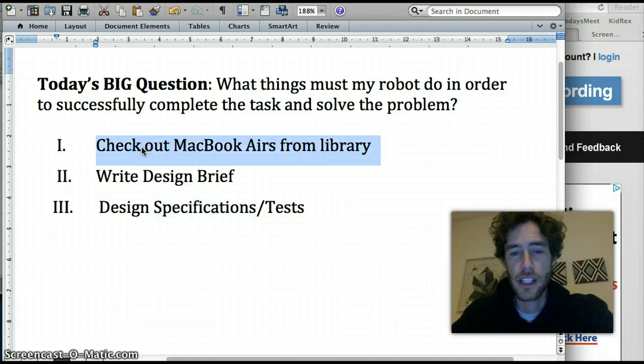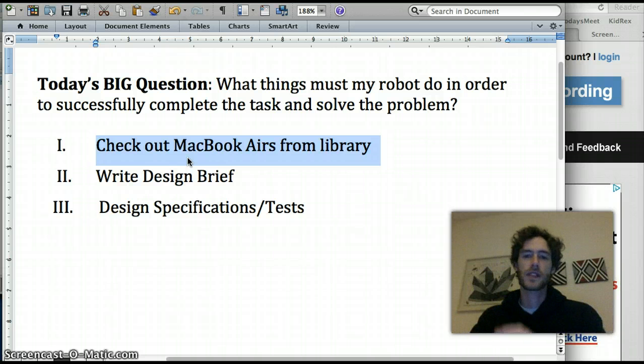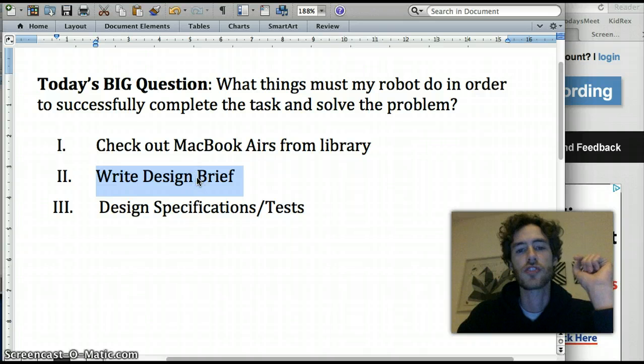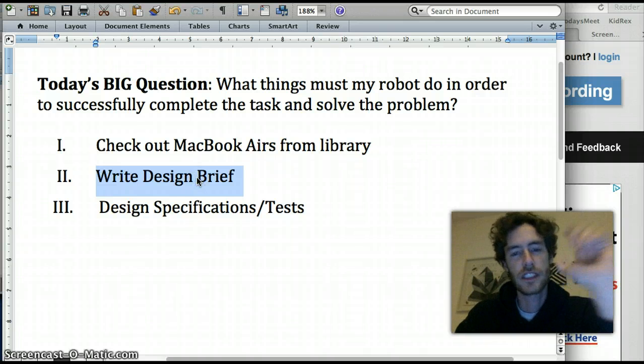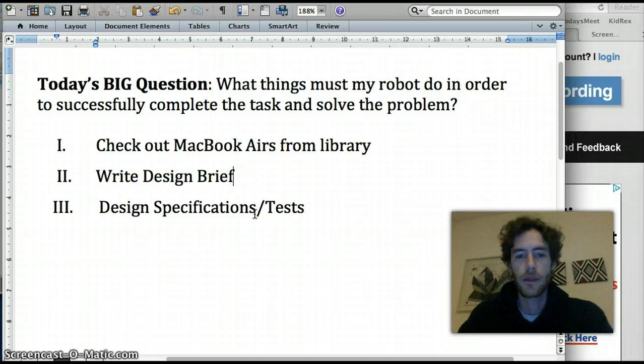The first thing on our agenda: make sure you go up to the library and check out MacBook Airs before coming to class. And then once you get in class, I want you to go ahead and sit with your groups, and I'm going to project some examples of student work, design briefs that were written by 8th grade students last year. I'll have those projected on the board.